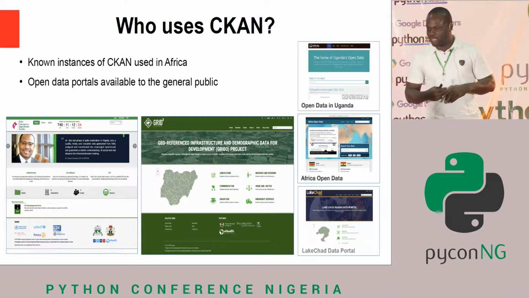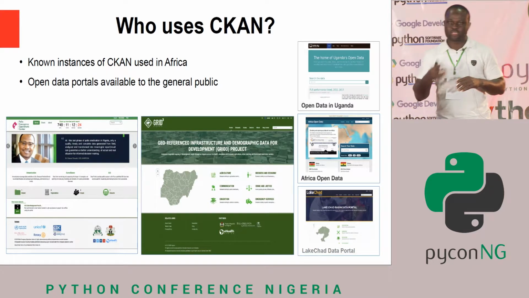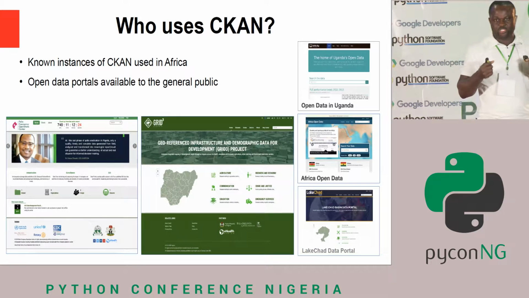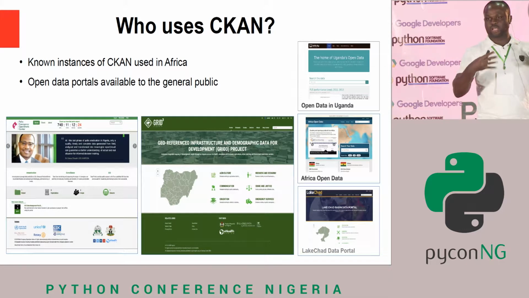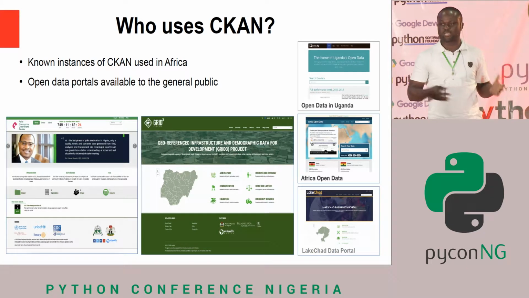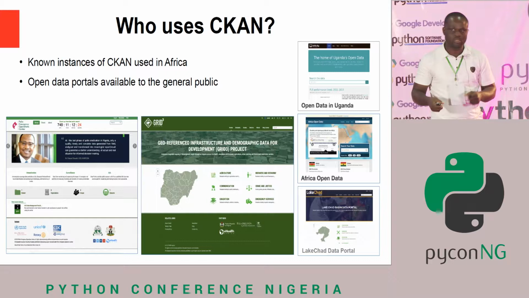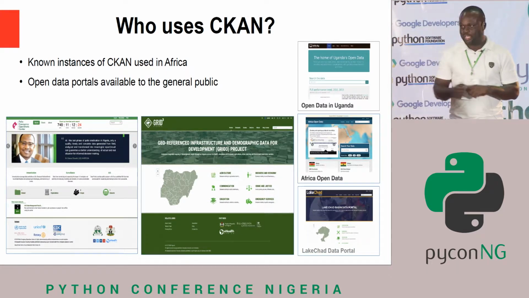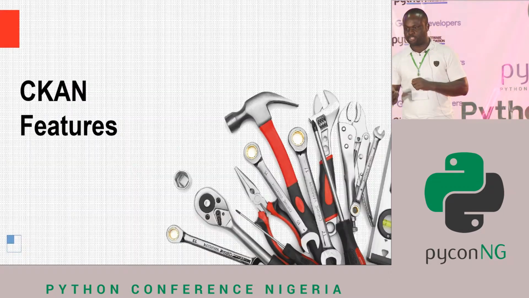The other portal we maintain is the EOC, the Emergency Operations Center. My organization is actually at the forefront of fighting polio in the northern parts of Nigeria, so all the data related to polio activities can be found on that portal. Uganda also maintains a portal, and Lake Chad equally has a CKAN instance that they manage. Right, so I'll move on to the features.